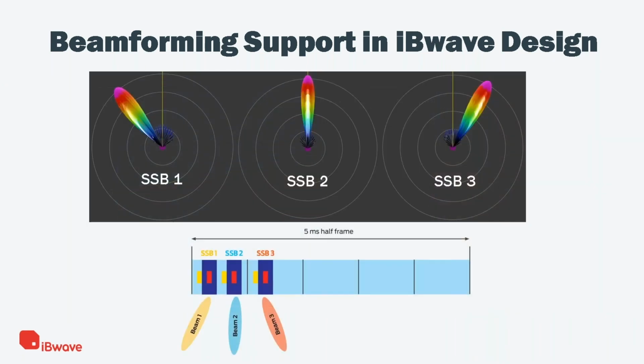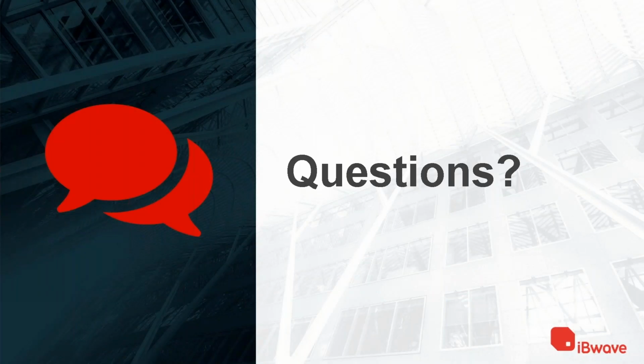And here is one small concept of how SSB can be assigned to different patterns. For example, if we have 3 SSB indexes, we can assign to SSB1 one particular radiation pattern in one particular direction. We can assign beam 2 a different radiation pattern and a different steering angle, and we can do the same thing for SSB3. So this concludes my presentation, and I'm ready for questions if we have some time for questions, Clarice.